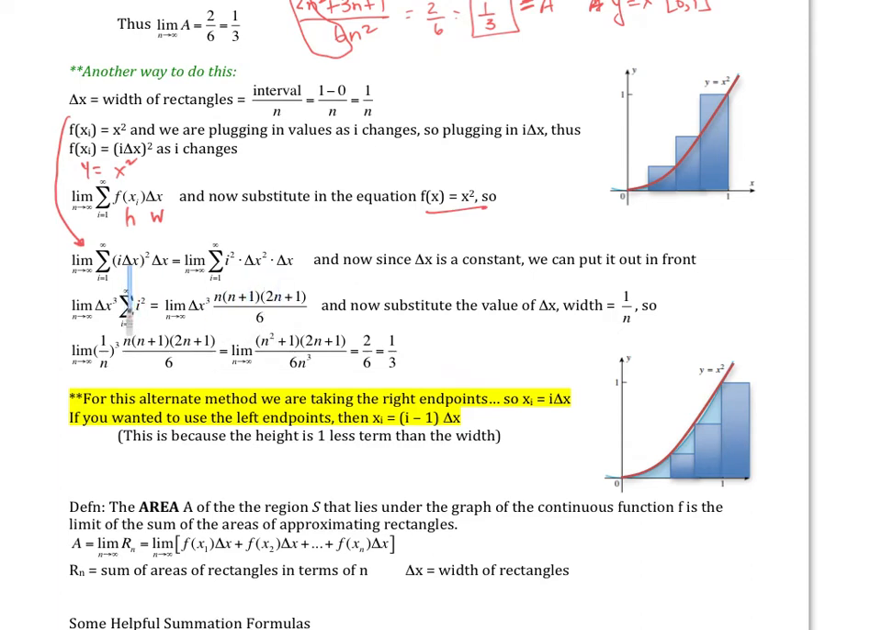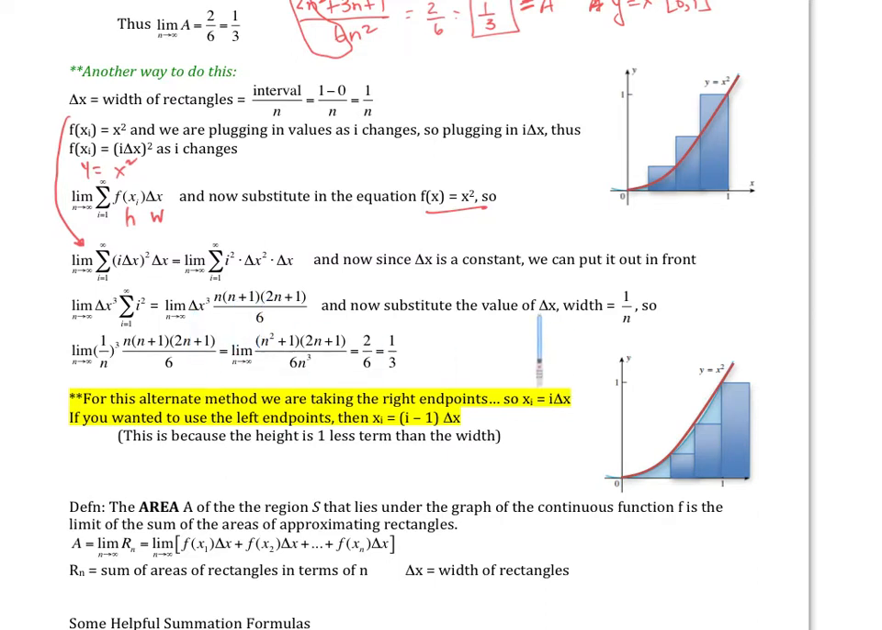Actually, all I did was work this part out. Delta x is constant. That's our change in x value. We're going to put it on the outside. So the limit as n goes to infinity of delta x cubed now equals the sum from i equals 1 to infinity of i squared. And we know this summation. This is the summation of n squared, and that was the formula we came up with before.